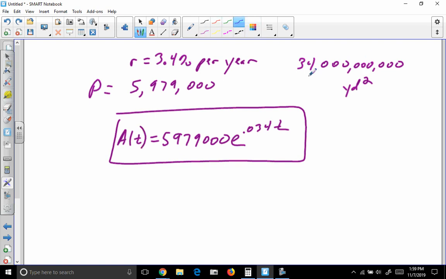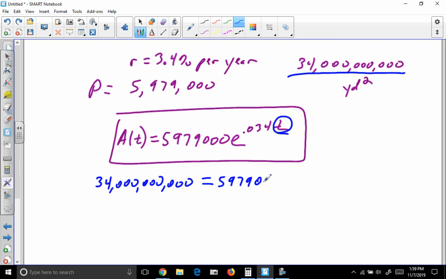So if there are 34 billion yards and there's one person per square yard, that means that there would be 34 billion people. So we want to find out what T would need to be so that our amount of people is 34 billion. So that gives us an exponential equation. And like the exponential equations we solved in section 5.6, notice our variable is in the exponent.